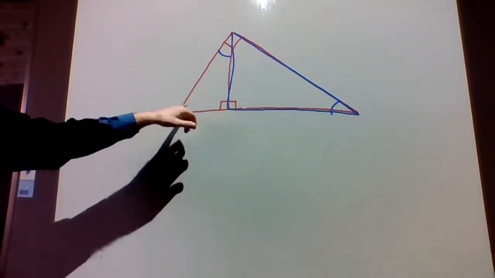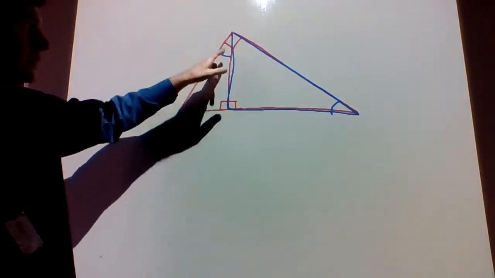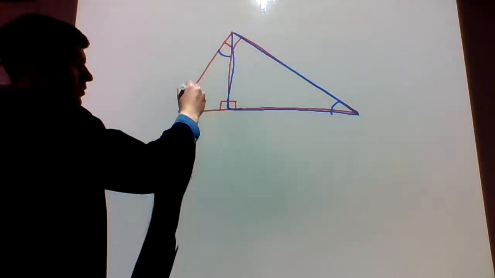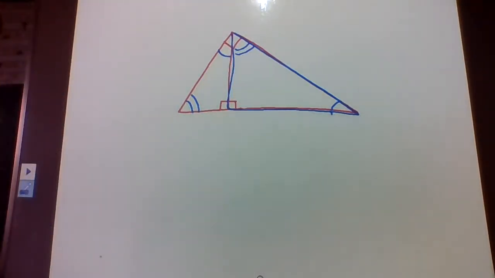And we can repeat the process for this one and this one. Since they're both going to be complementary to this angle, these 2 are also going to be congruent. So we have 3 right triangles that are all going to be similar. Okay, and if they're similar, we know their sides are proportional.